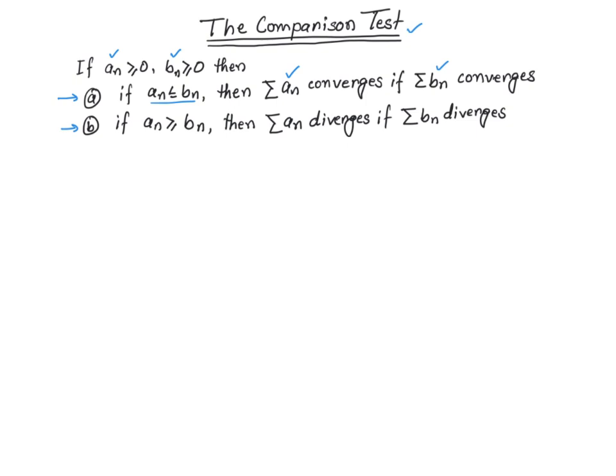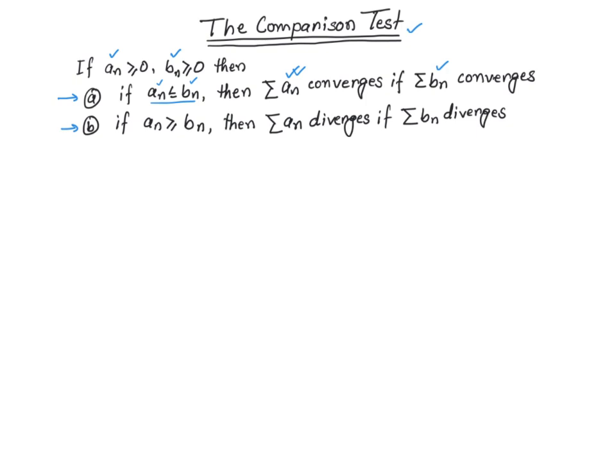Once again, if each term in the first sequence is less than or equal to the corresponding term in the second sequence, then summation an, that means this series an in this case, converges if the series bn converges. Okay, that's the first conclusion.